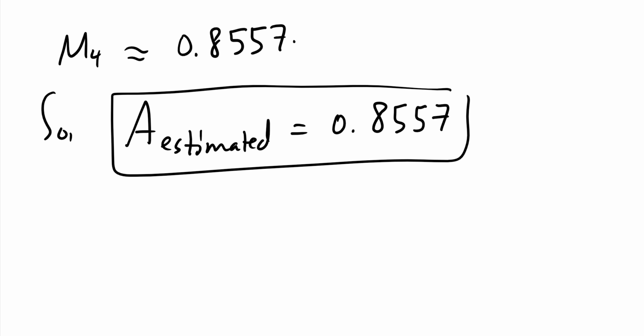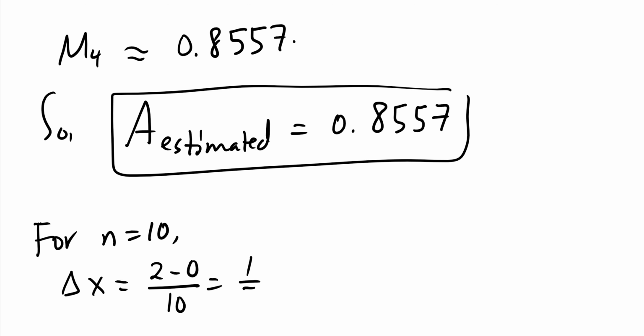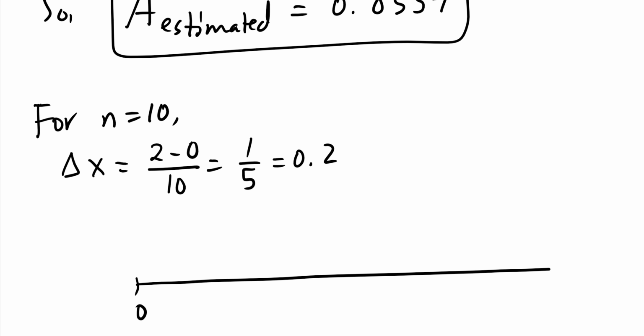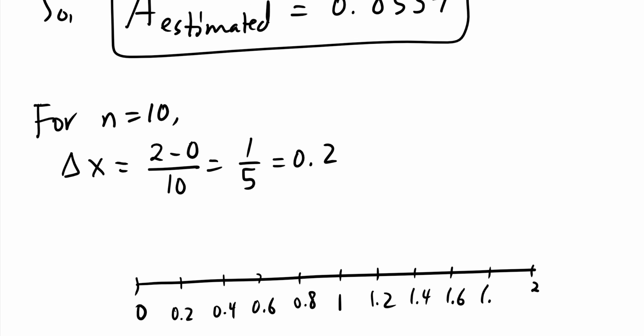Now for 10 subintervals, it's the same thing. So for n equals 10, delta x would be 2 minus 0 over 10. That's 1/5, and if you like to convert to decimals, that's 0.2. So I'm going to put on the number line 0, starting with 0, and we need to split into 10 rectangles. 1, 2, 3, 4, 5, 6, 7, 8, 9, 10. So that's the last one. That's 2 here. So this is 0.2, 0.4, 0.6, 0.8, 1, 1.2, 1.4, 1.6, 1.8, and 2.